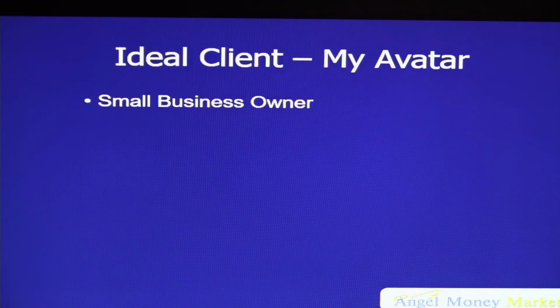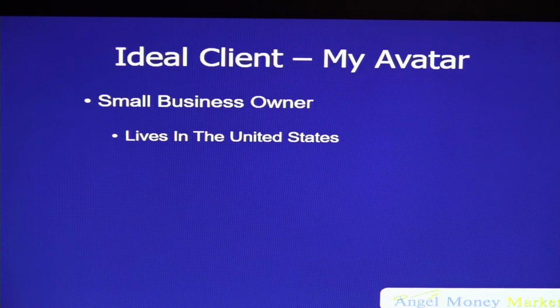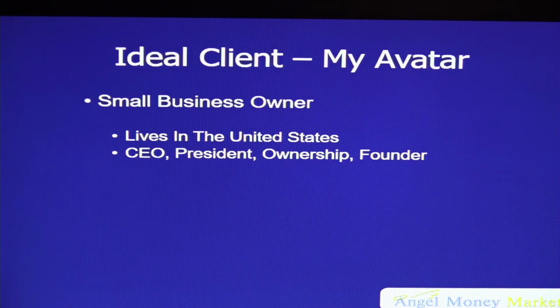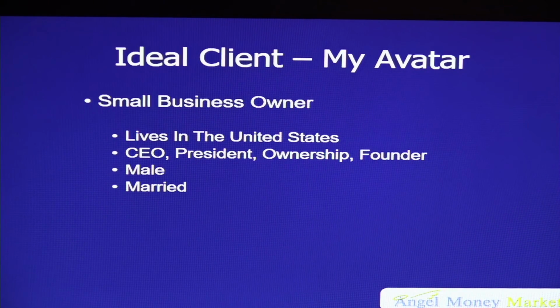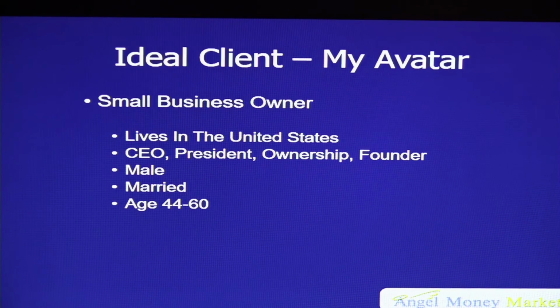Let's say my avatar, my ideal client, is a small business owner. Hey, what up, Nick? Thrillionaires in the house. Okay, and let's say I only want to deal with people that live in the United States. I want my small business owner to be a CEO, president, owner, or founder. I want him to be male. And I want him to be married, because I find that dealing with married people is a little bit more stable. And I know that my ideal customer is age 44 to 60, because the younger millennial kids think they can do it on their own.